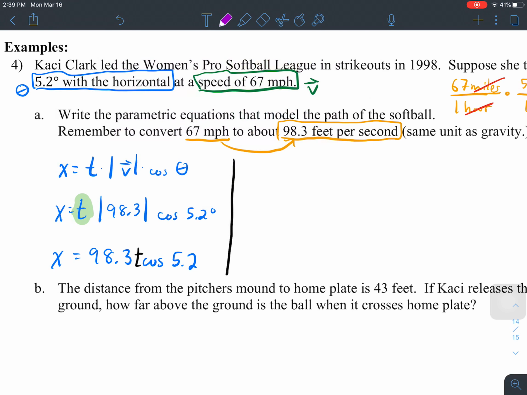Now the next equation is a lot longer. It's the y, but it's the same beginning, t times initial velocity, but this time sine of theta. But we have to realize gravity plays a role. It's going to take away from the height, so minus 1/2 g t squared plus, well, we need to know where we started from, our initial height.